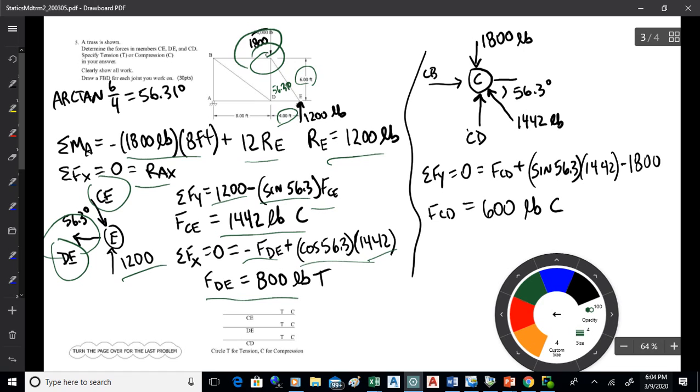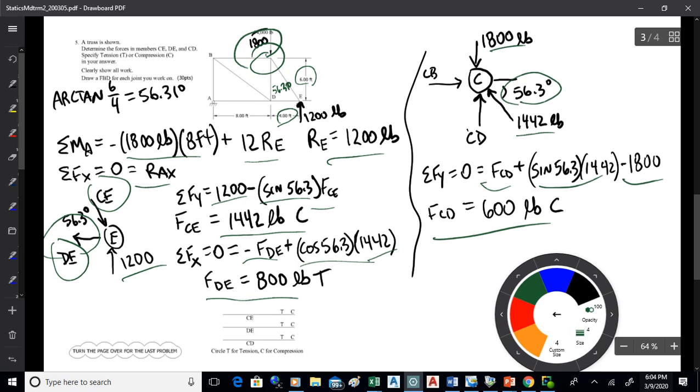You can then go up to joint C. You've got 800 down, 1442 pushing up at 56.3 degrees. FCD pushing up, sine 56.3, 1442 pushing up, 1800 pushing down. FCD then comes out to be in the direction assumed, so it's 600 in compression.